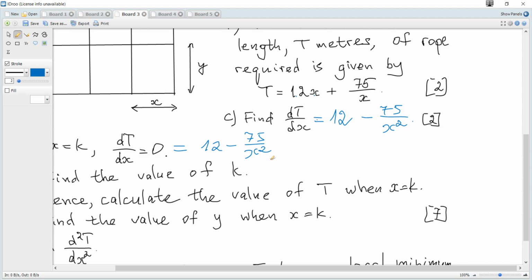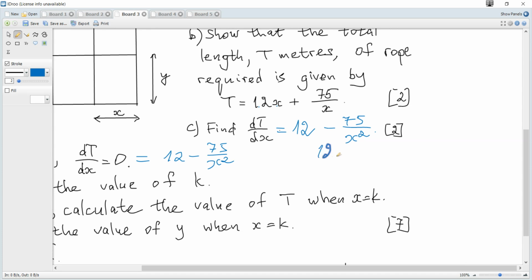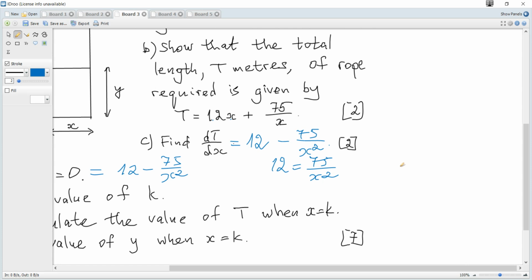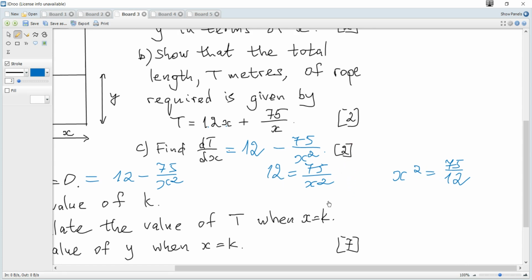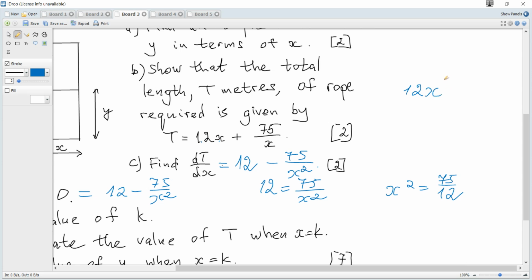When x is k, the derivative is 0, so we equate 12 minus 75 over x squared to 0 and solve for x. Move it to the other side to get 12 equals 75 over x squared, then multiply both sides by x squared and divide both sides by 12, and you get that x squared is 75 over 12. When a fraction is equal to a fraction, it's called a proportion, and you can move factors along diagonals: x squared moves to the left up and 12 moves to the right down. Or you can make a common denominator and get 12x squared minus 75 over x squared, and a fraction can be equal to 0 only when the numerator is equal to 0.